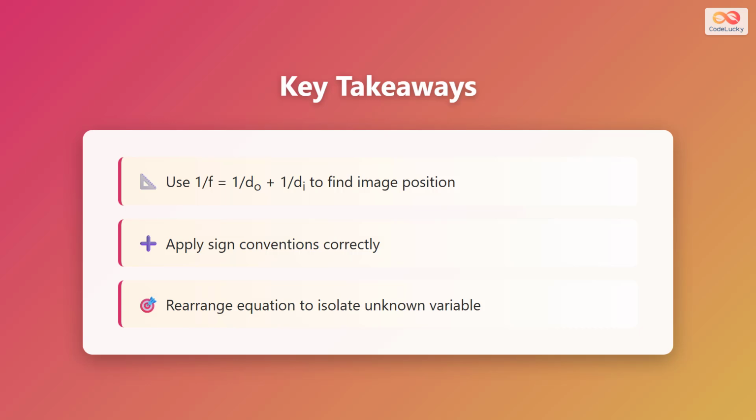Let's review the key takeaways. Use the equation 1 over f equals 1 over do plus 1 over di to find image positions for any lens system. Always apply the sign conventions correctly to ensure your answers make physical sense. And remember to rearrange the equation algebraically to isolate the unknown variable you're solving for. With practice, this equation becomes a powerful tool for understanding image formation.